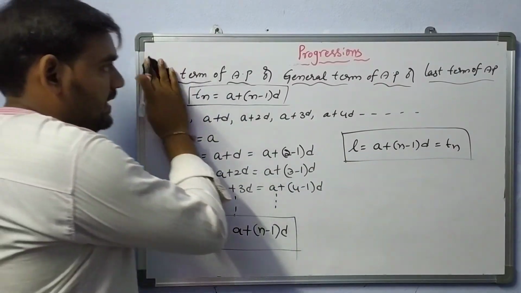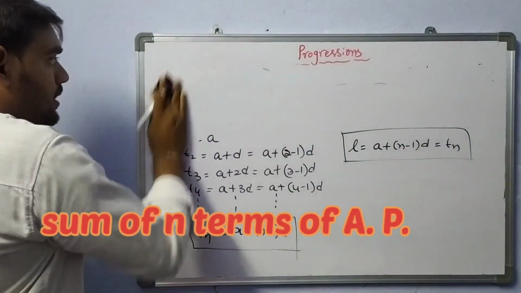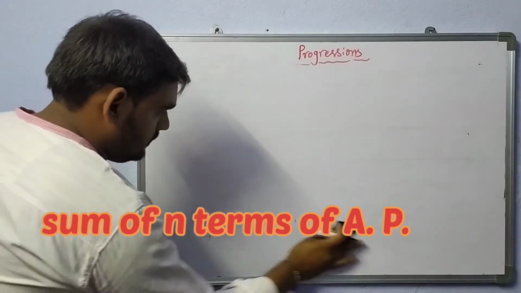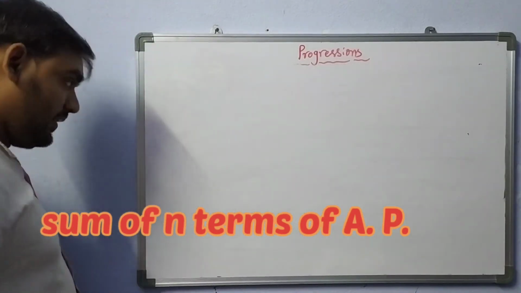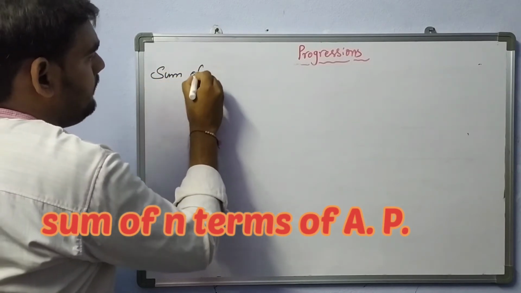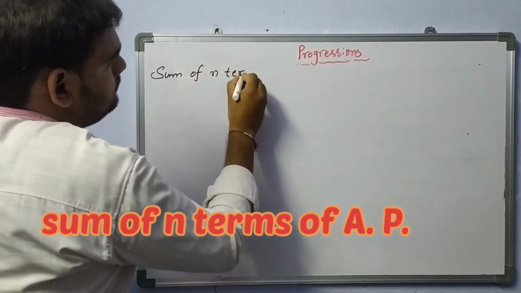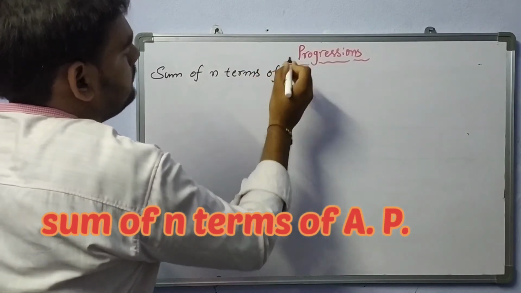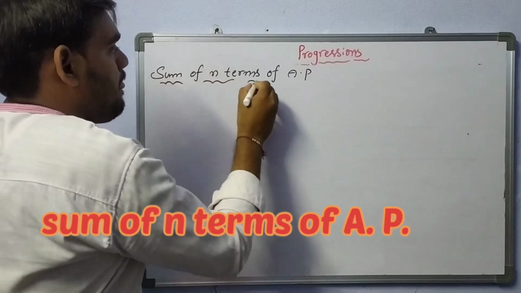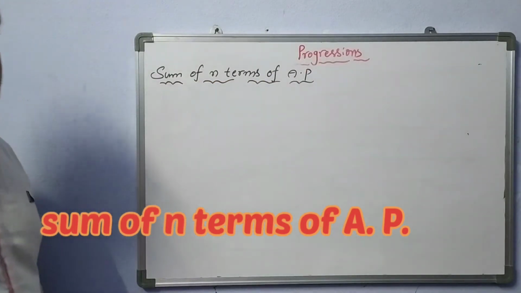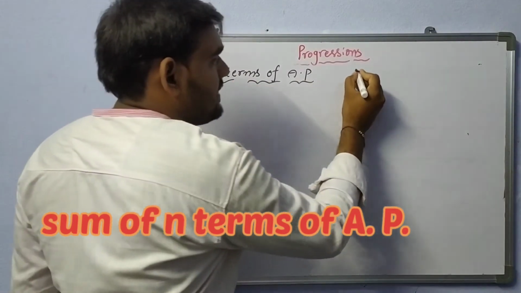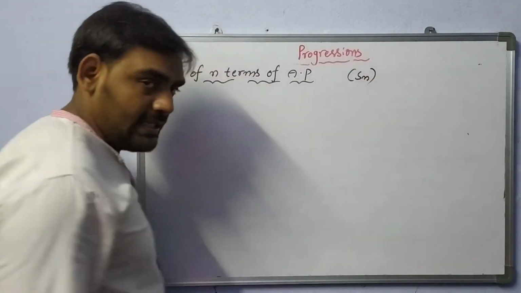Now I am going to explain the sum of n terms of an AP. Sum of n terms of an AP. See here, the sum of n terms of AP is generally represented as Sn. It is represented with Sn.